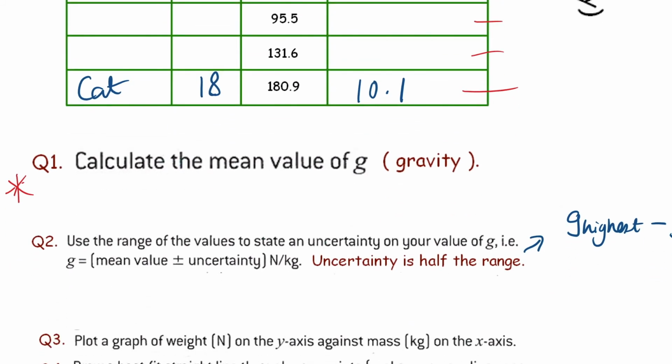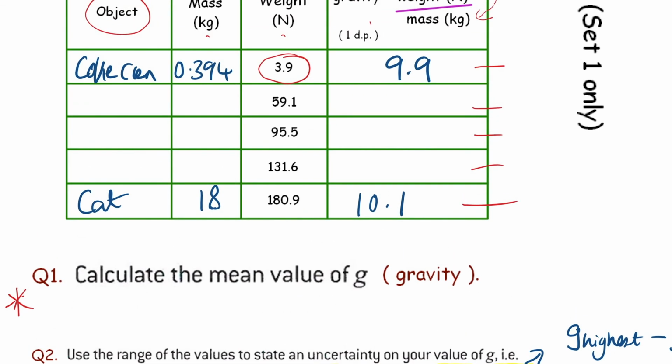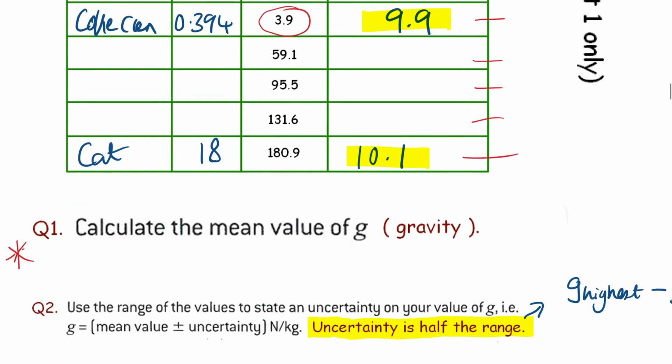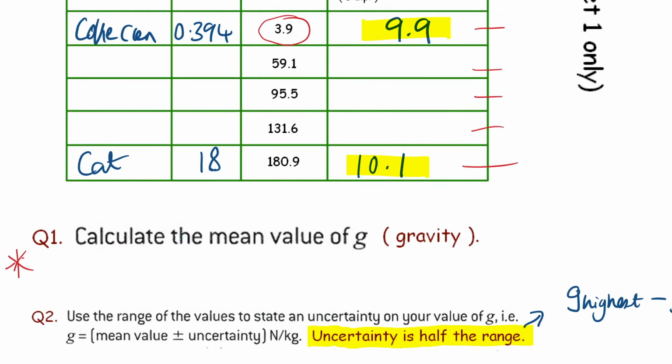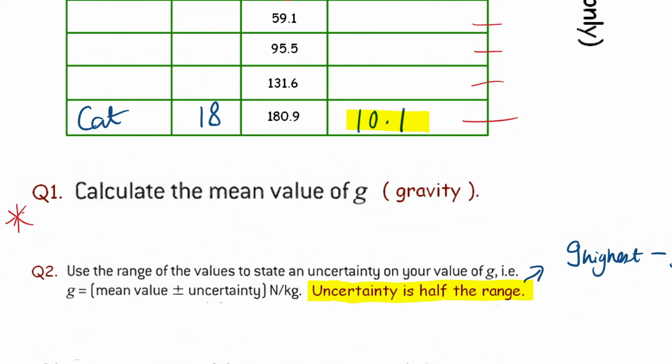Use the range of values to state an uncertainty of your value of g. And there's a reminder here for you. Mr. Ruddy's kindly included this in the booklet. Uncertainty is half the range. Now the range is the difference between the highest and the lowest value. So here's the highest, 10.1, there's the lowest, 9.9. 10.1 take away 9.9 is 0.2, and half of 0.2 will give you 0.1.